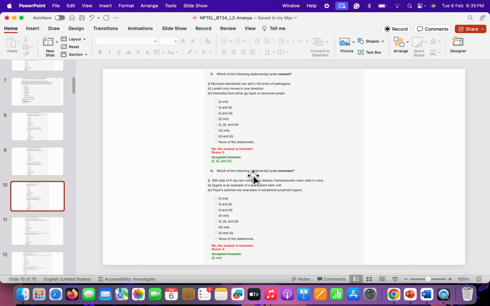Which of the following statements are incorrect? 950 rads of X-ray can completely destroy hematopoietic stem cells in mice. Zygote is an example of pluripotent stem cell. Peyer's patches are examples of peripheral lymphoid organs. Which is incorrect? Incorrect is: zygote is an example of pluripotent stem cells.